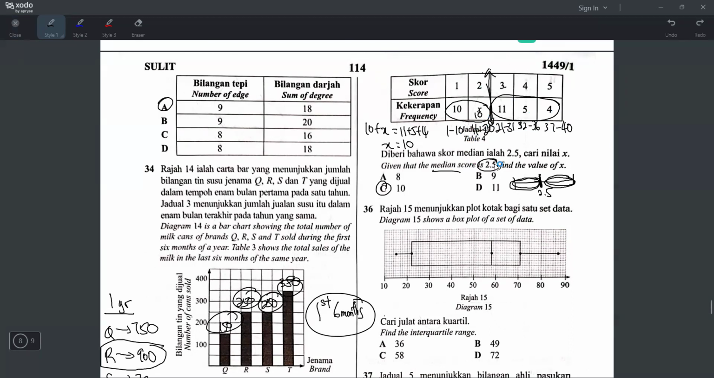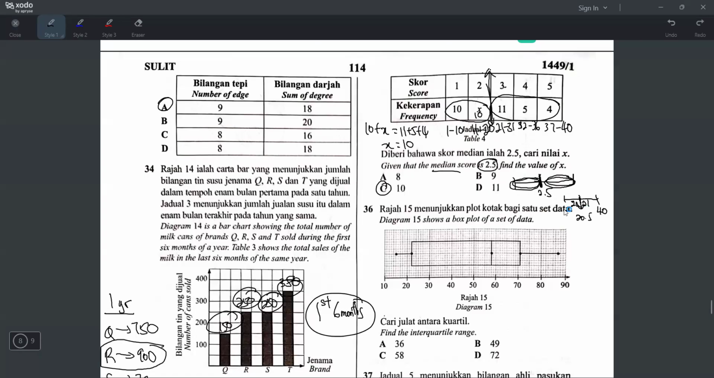So dia kata median 2.5. Betul ke? Okay, kalau you ada 40 nilai, 40 data, you punya middle akan jadi 20.5. It means your median will be the 20th value plus the 21st value divide 2. Kalau you ada 40 nilai, you punya nilai middle akan jadi nilai ke-20 and nilai ke-21 punya midpoint. Nilai ke-20 and nilai ke-21 tambah bagi 2.